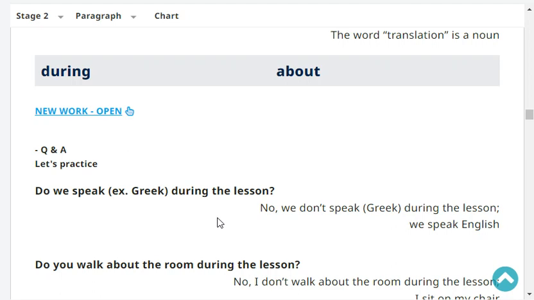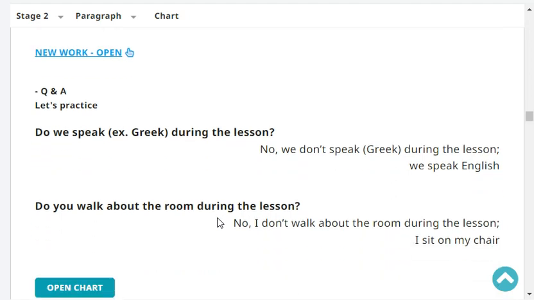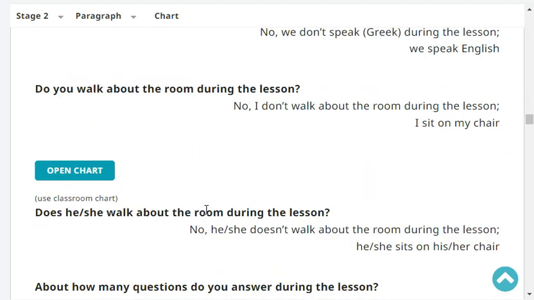Very good. Do you walk about the room during the lesson? No, I don't walk about the room. I don't walk during the lesson. I sit on my chair.